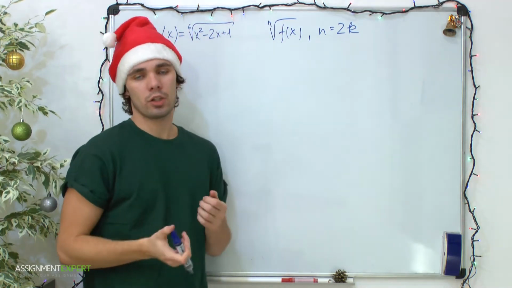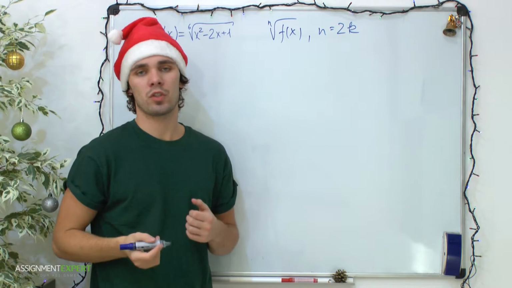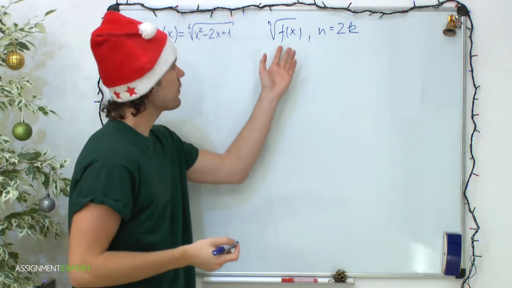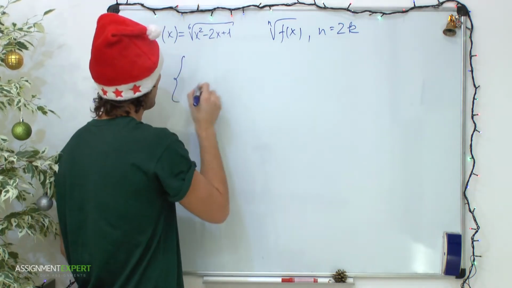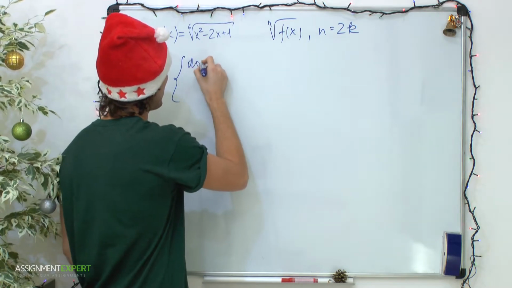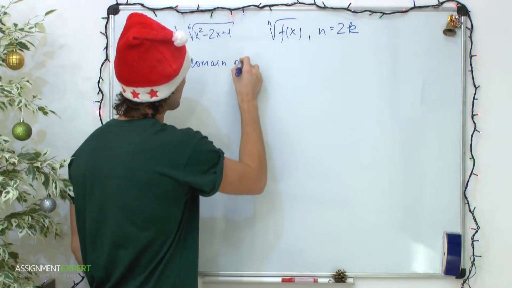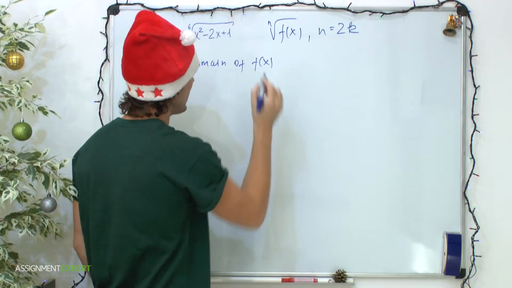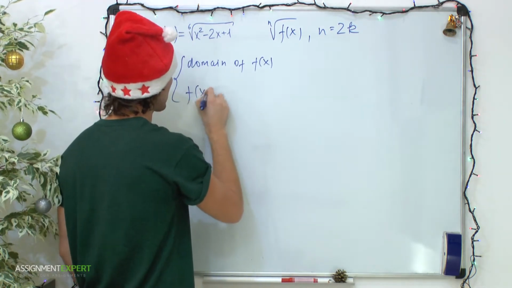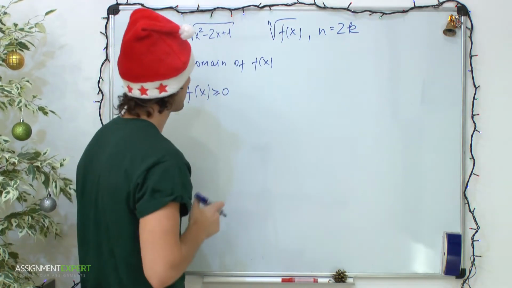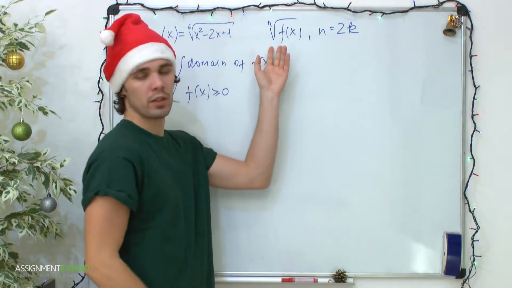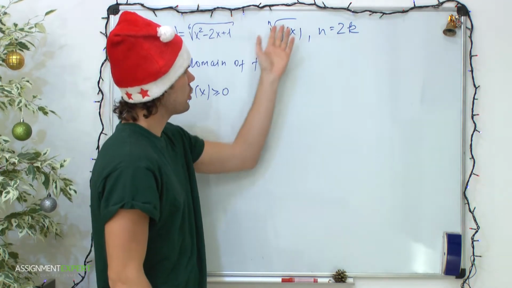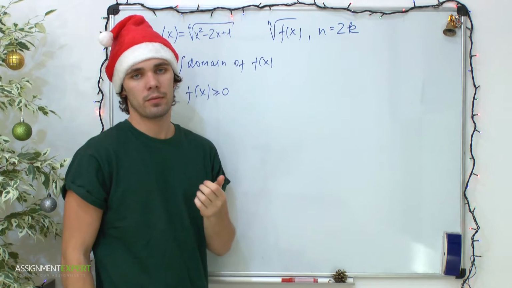Recall that the domain of a function is a set of values of x for which the function is defined. The domain of such a function is found from the system where the first condition is the domain of f of x and the second condition is f of x is non-negative. And that's because, as we said, we have an even root. Therefore, the expression under the root sign must be non-negative.